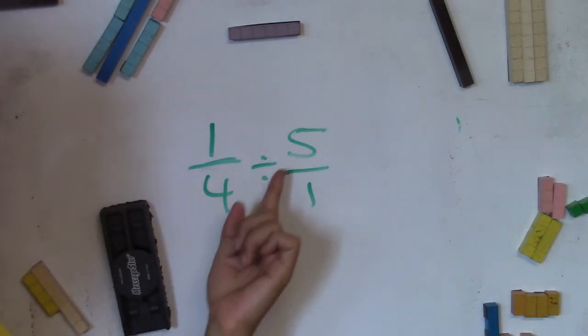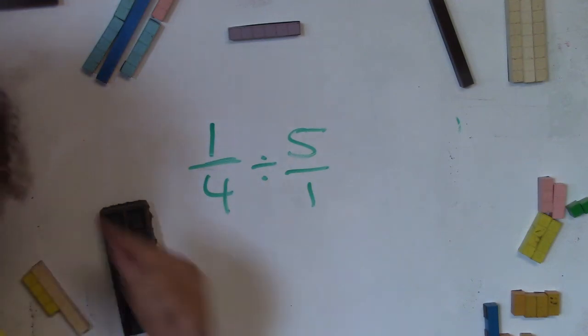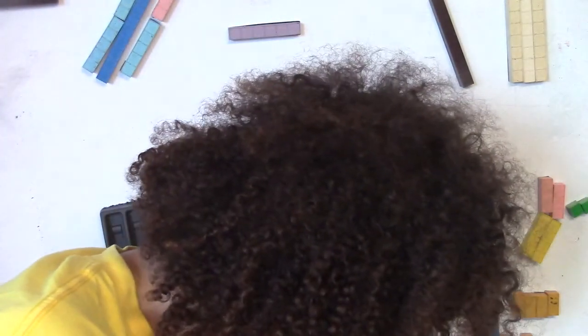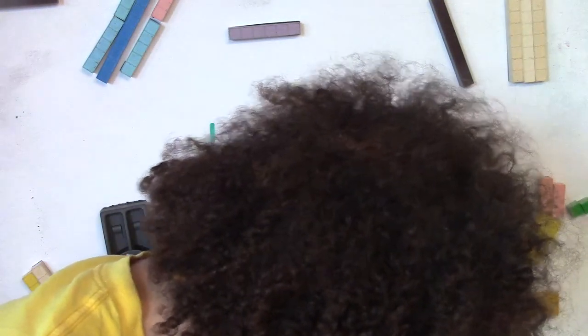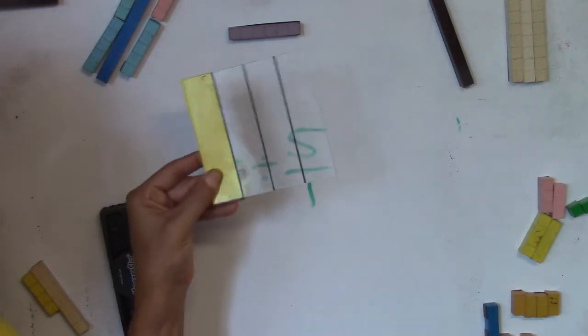Wait a minute, how am I getting 18? That's a 5. Wait, it's a new story. It's not the same story. So here's my new cake. This time I came back from the party, and instead of it having a 1/3 left, I only had a 1/4 left.